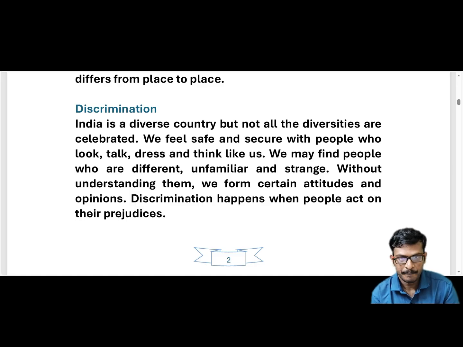There is a picture in your textbook. It shows what kinds of discrimination there are in society: race, religion, region, caste, gender and disability. These are the different kinds of discrimination we show toward people in the society around us. We will discuss all these things in detail, one by one.